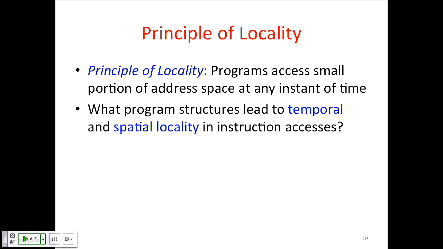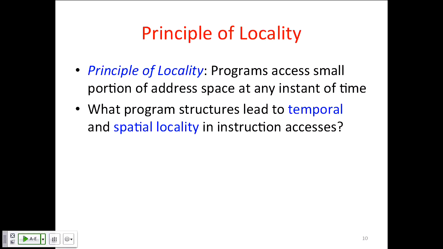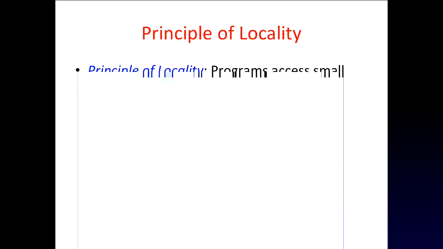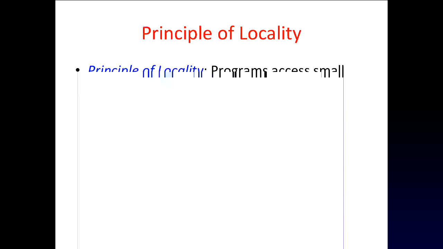Let's talk about what kind of program structures lead to this. We've observed this. If we just watch the programs running, we see this behavior. But let's do a bit of analysis. What is happening inside the program that makes it exhibit temporal and spatial locality? Let's break it down. How about instruction accesses? Remember the processor is accessing memory both to do instruction fetches and to do data loads and stores. If we focus on instruction fetches for now, what are the properties of programs that give instruction fetches temporal and spatial locality?